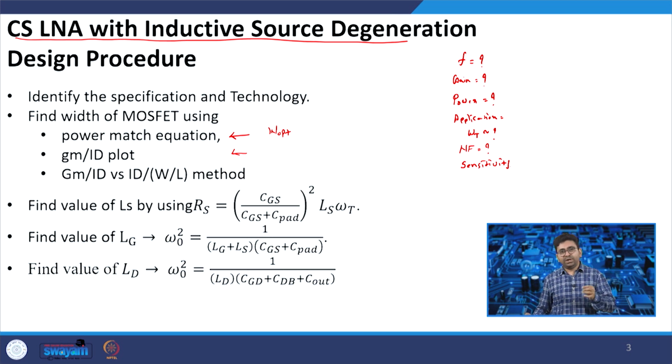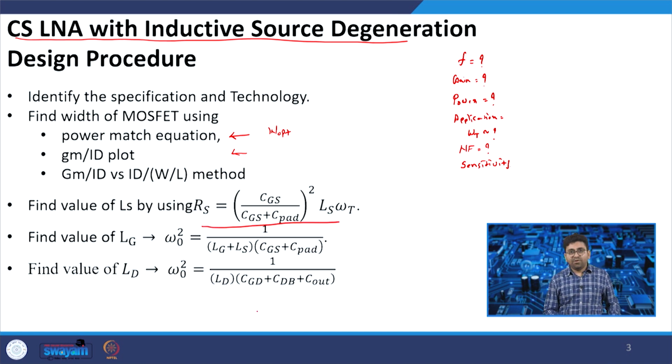So, this method will provide the optimum width for the region of operation. You can also design your LNA in the sub-threshold region, in saturation, weak inversion and strong inversion. In all three regions we can design by using this GM/ID versus ID/(W/L) method. Then we need to find the value of Ls by using this formula.